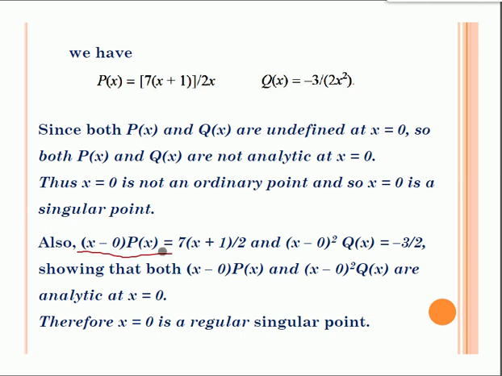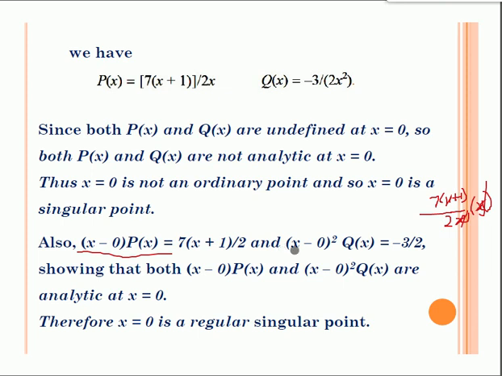So that means already x is there, with this x cancels. That means I have here 7 into x plus 1 divided by 2x, which is p of x. But what I need to write is x minus 0, that is x. So now this x and this x will cancel. What I have is 7 into x plus 1 by 2.